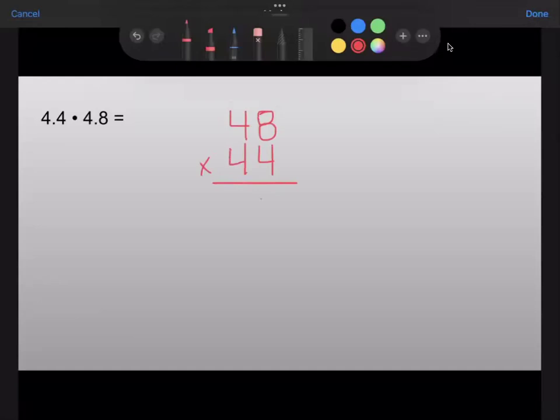8 times 4 is 32, so I'll put a 2 here and regroup the 3 here. Then 4 times 4 is 16, plus 3 is 19. So I'm going to put the 9 here and the 1 right here.